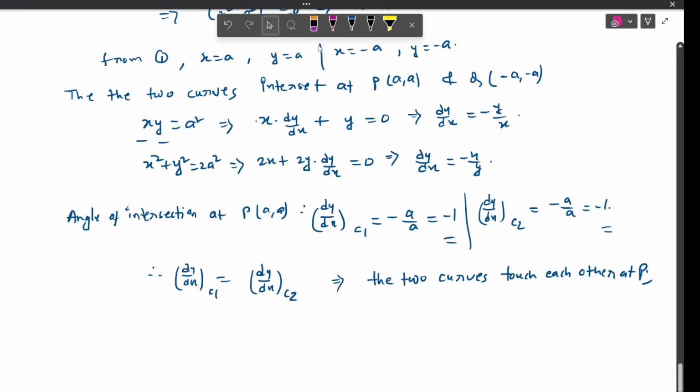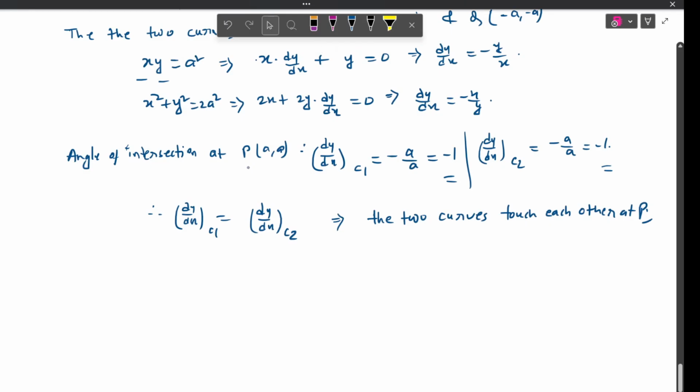Now if you check this at point Q, minus a comma minus a, so you will get minus a by minus a, that is minus 1. And if you put here, it will be minus a by minus a, that will be minus 1. So you will get the same result. So at Q, the curves also touch each other.